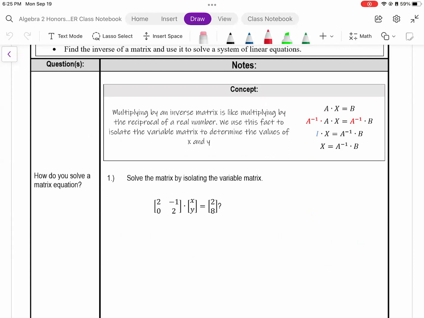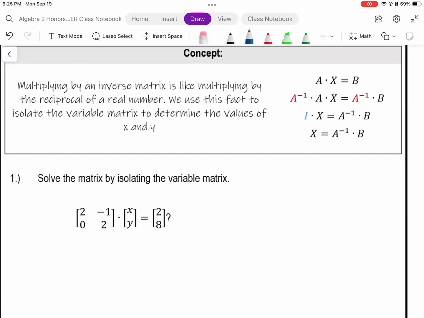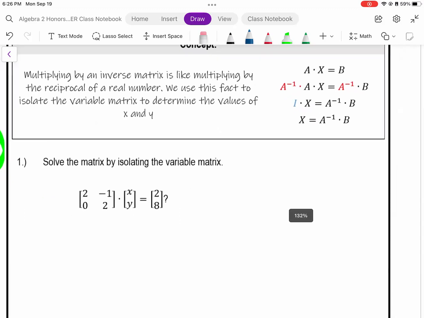Now, here's our first essential question. How do you solve a matrix equation? So when it comes to solving a matrix equation, we're going to link it to the way we solve a regular linear algebraic equation. So I'm going to do it right next to the example that we're going to be doing, just so you can see the difference, concept-wise.